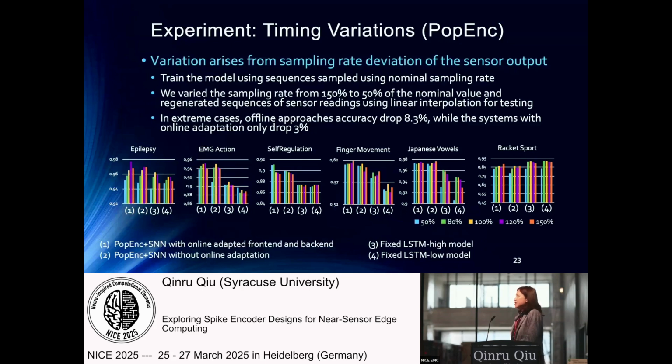As we can see, in extreme cases, these offline non-adaptable systems can have a performance drop of up to 8.3%, compared to the systems with adaptability, which only drop 3%. However, it's to our surprise that this system can adapt to the frequency variation quite well, compared to the hardware weight coefficient variations.